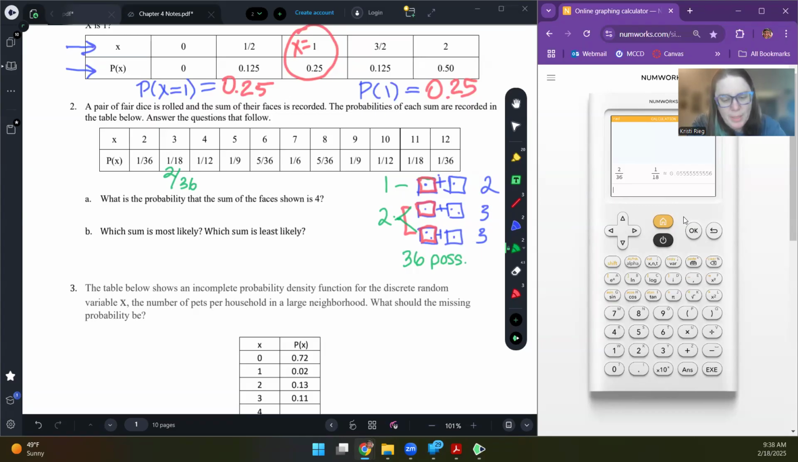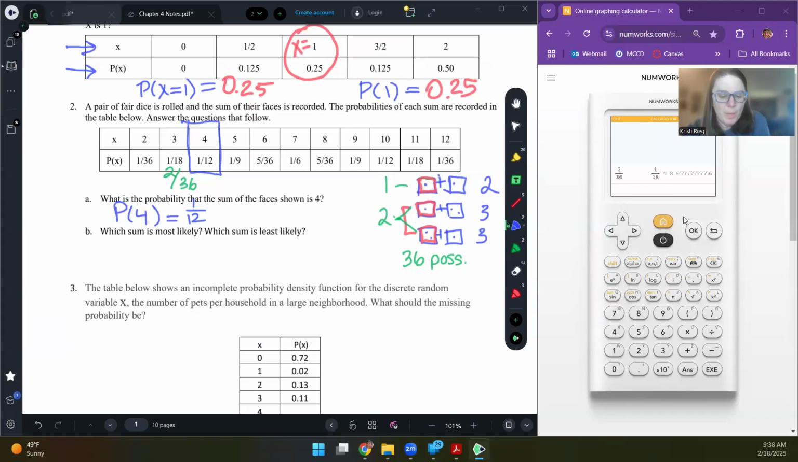Okay, so what is the probability that the sum of the faces is 4? So here's 4 right here. The probability that we're going to get a 4 is 1 out of 12. And that's it. We're reading this table the same way we've been reading other probability tables. We're just calling it the probability density function.